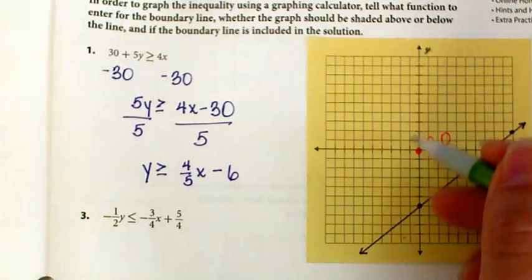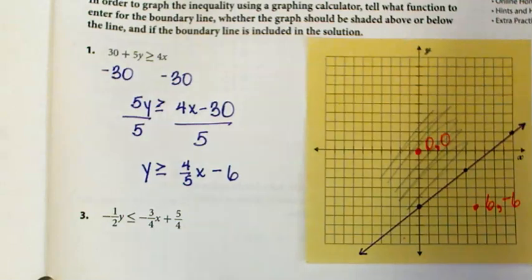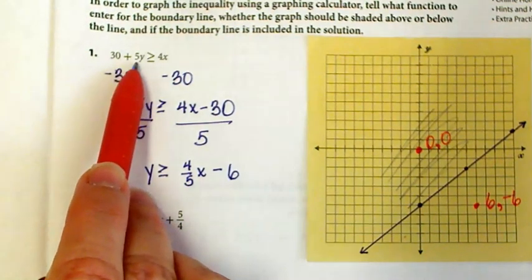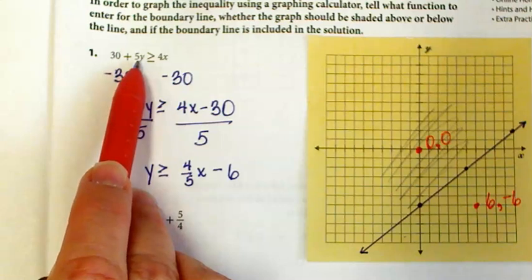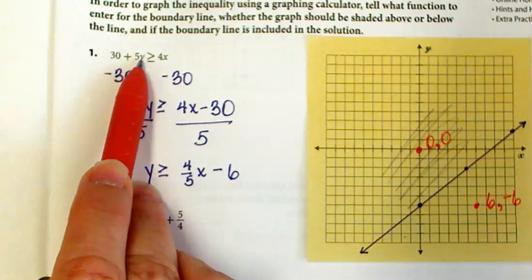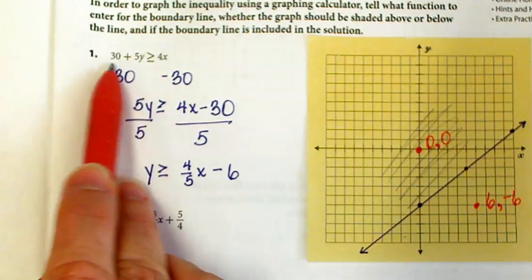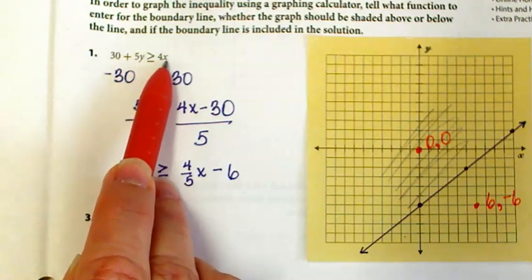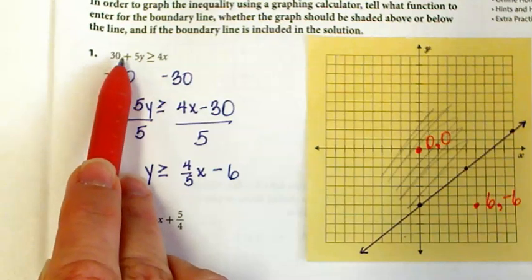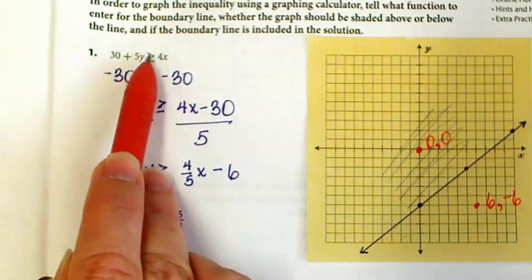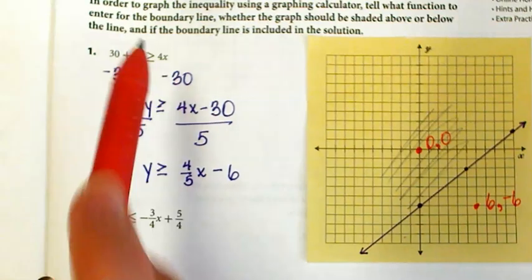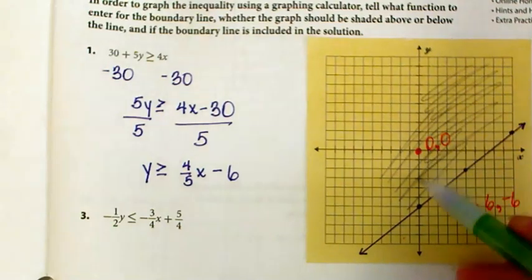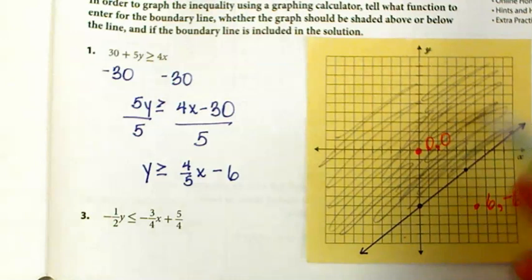So it looks like this side is going to be my shaded side, but let's just double check with our other point. 30 plus my y value is -6. 5 times -6 is -30. So 30 plus a -30, I get 0 on this side, is greater than or equal to 4 times 6, which is 24. That is definitely not a true statement, so this is not the side that I should shade. Okay, so you clean it up a little bit. This is your solution over here.